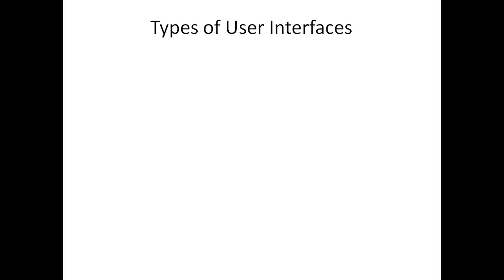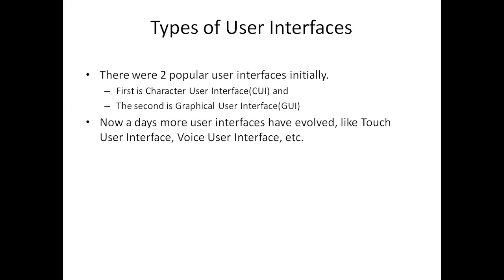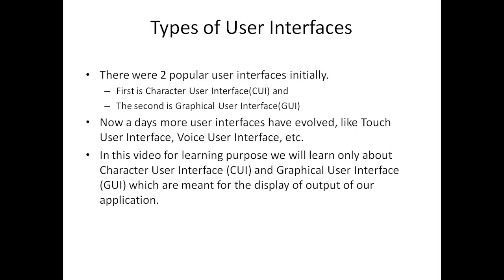Types of user interfaces. There were two popular user interfaces initially. First is the character user interface (CUI) and the second is the graphical user interface (GUI). Nowadays more user interfaces have evolved, like touch user interface, voice user interface, etc. In this video, for learning purposes, we will learn only about the character user interface and the graphical user interface, which are meant for the display of output of our application. We will call them CUI and GUI from now onwards.